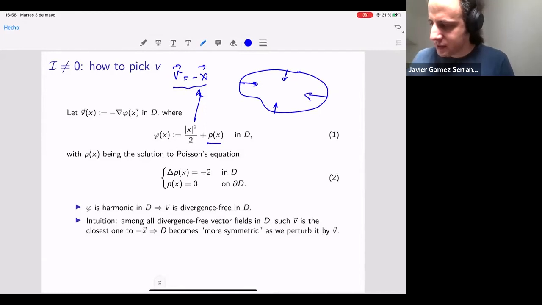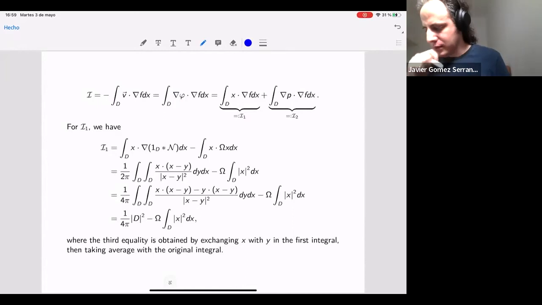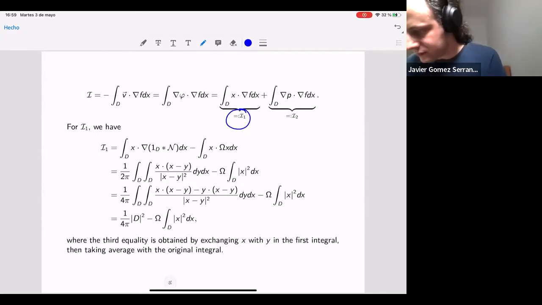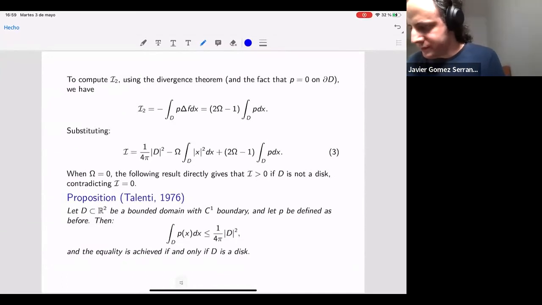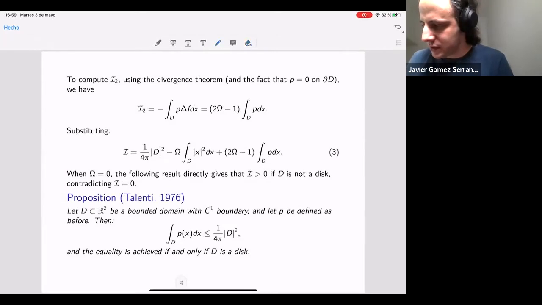Now if we do that for that particular V and we substitute back, then after simple calculations, symmetrizing and keeping the rotation term, we end up that the first term is equal to 1 over 4 pi, the area of the patch squared, minus the rotation pi. There is nothing really too fancy about it. So this solves I1. If I go to I2, integrate by parts, and move the gradient from P onto F, then we are left with just this quantity, this integral of P. So what we really need to compare is this integral of P versus the second moment of the patch and some extra term coming from the area.